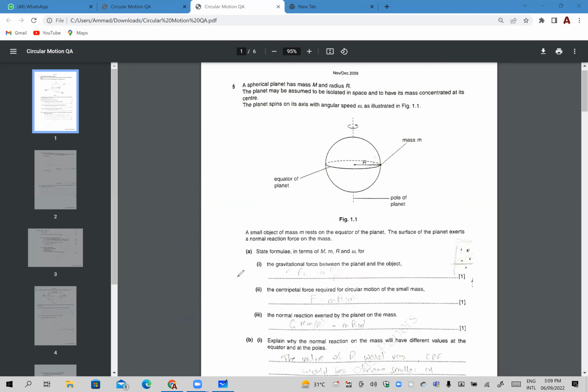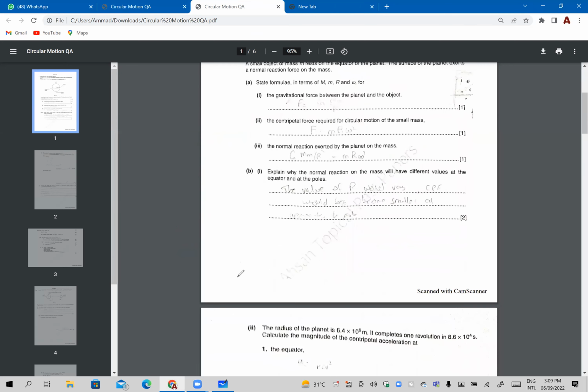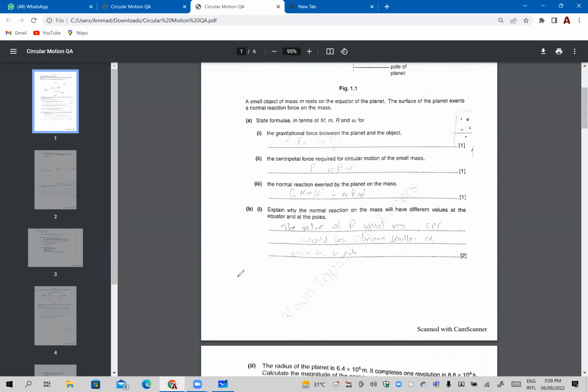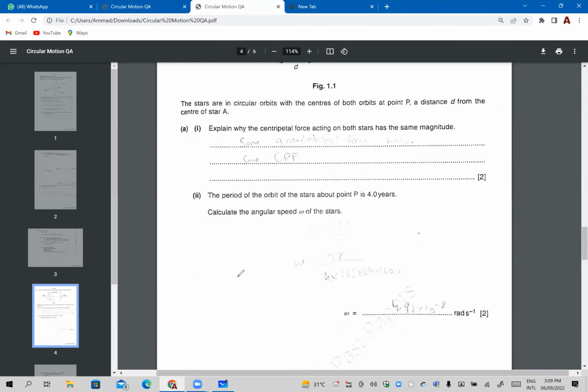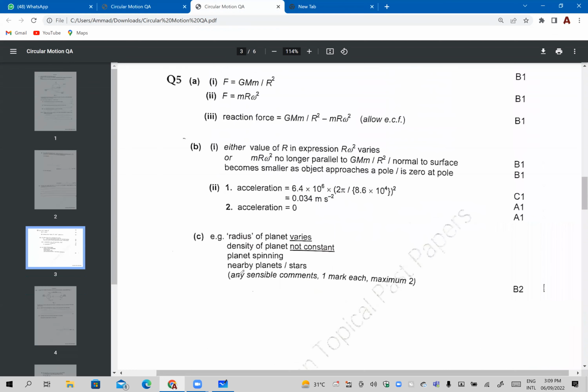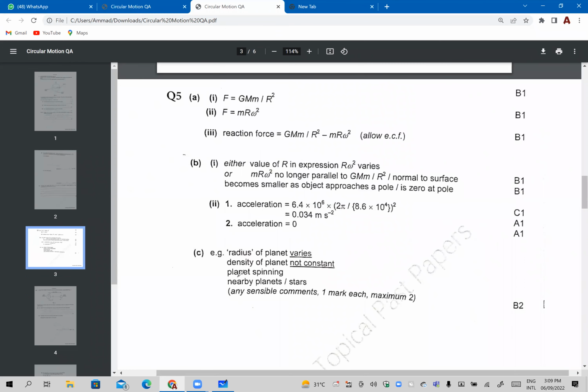Okay, right. I'm going to clear all of these diagrams and we'll look for the exact answer in the mark scheme. This is part B. Okay, so let's see what the marking scheme says. Either values of R in expression R omega square varies, or m r omega square no longer parallel to g, mm over r square normal to surface becomes smaller as object approaches pole.